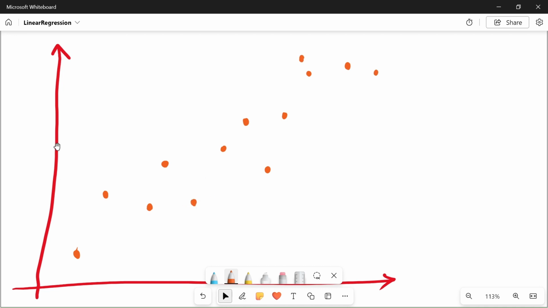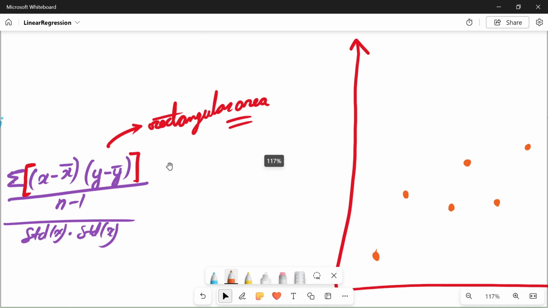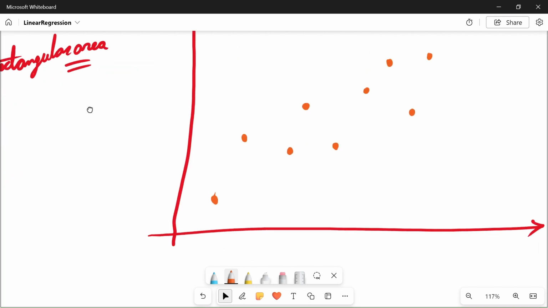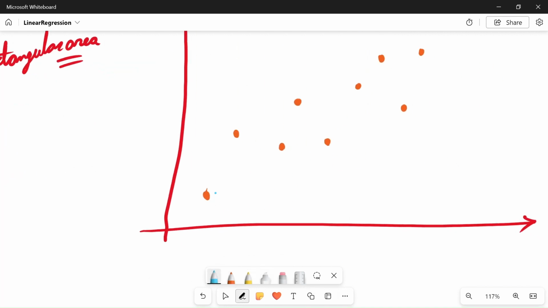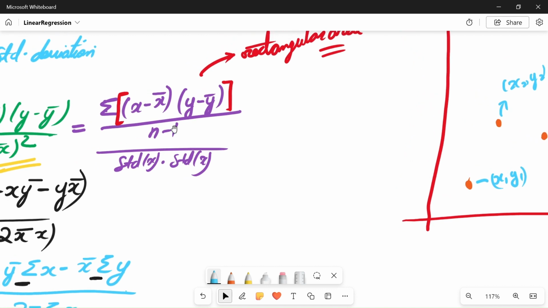Here we go. So what is it asking us to do is, for each of the x and y's that we have, for example, this is some x1 y1, this is some x2 y2, and so on and so forth. For each of these points, we have to calculate the rectangular areas, and we have to sum those areas up.